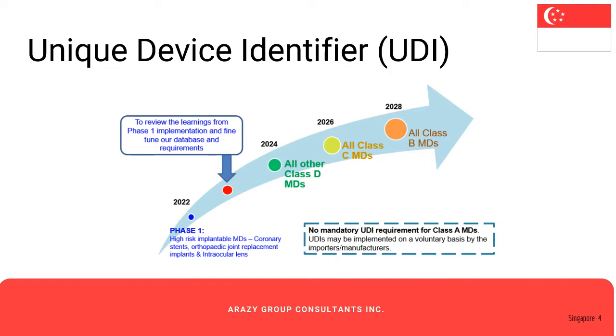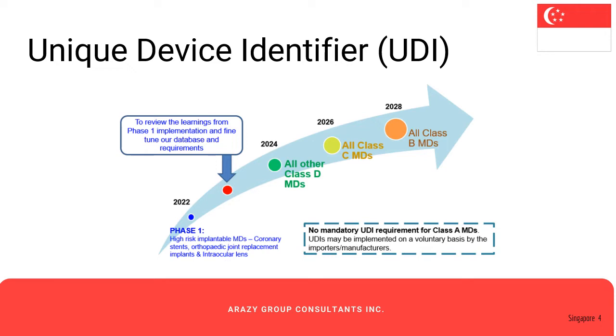Class B, C or D medical devices including in vitro diagnostics are required to be registered on SMDR, while Class A medical devices are required to be listed on the Class I medical device database. The implementation of UDI will be done in phases.